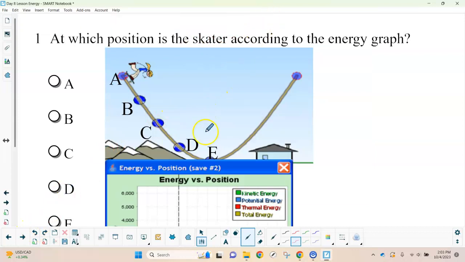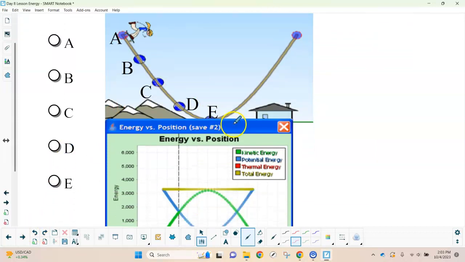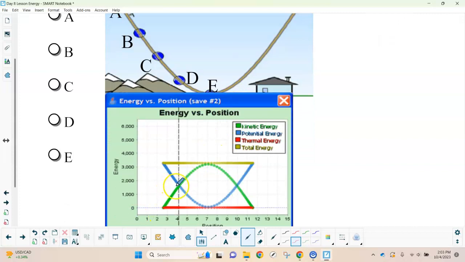So it says, at which position is the skater according to the energy graph? If you look at this graph here, at this moment, we want to figure out what position it's at. So if we look at the energies, it's got the kinetic energy that's green, and the blue potential energy. It looks like they're pretty close to about halfway, right? This is, I don't know, a little over 3,000 joules, and this is maybe around 1,600 joules. So I would say they're about even.